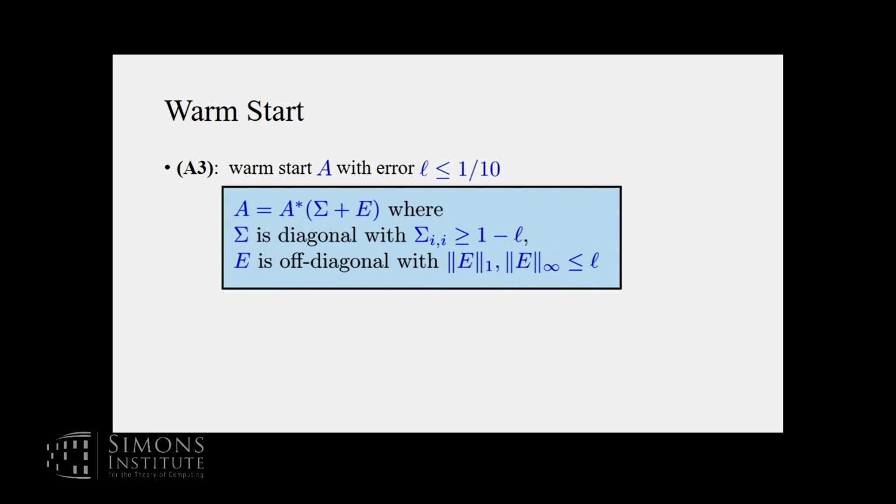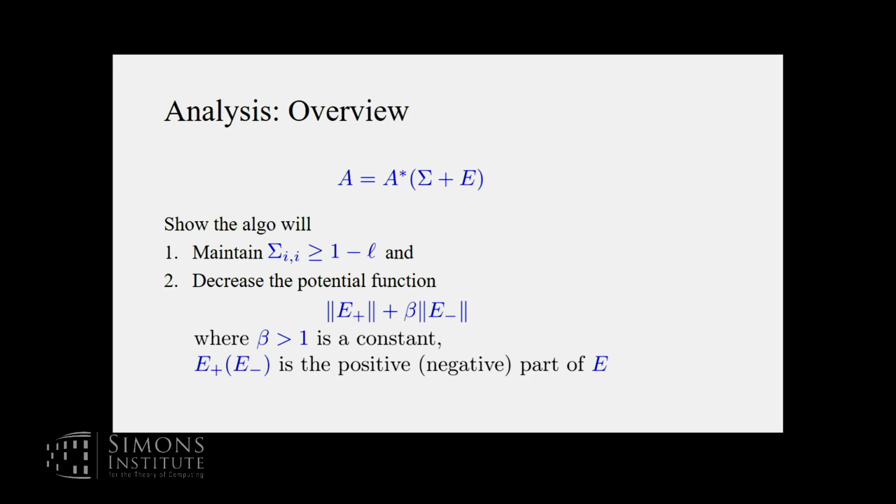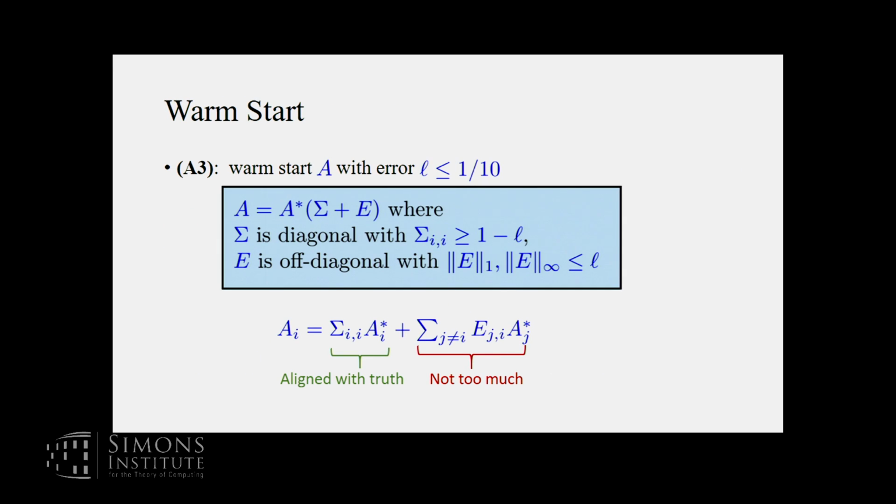But it turns out that because we only assume linear independence of the columns of A, if the matrix A is far away from the ground truth, we cannot say anything about the algorithm. So weird things can happen. We have some examples showing that you can get very weird things. So for simplicity, we just assume that the initialization is close to the ground truth up to a constant error.